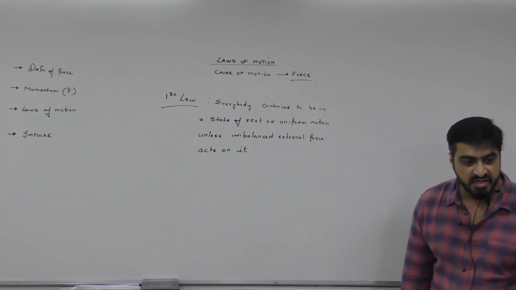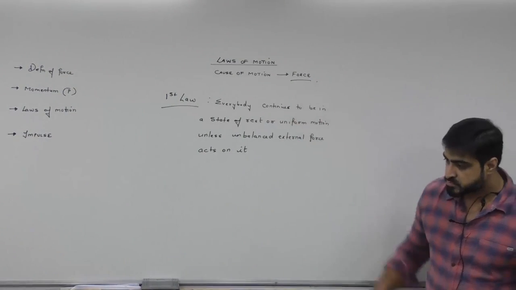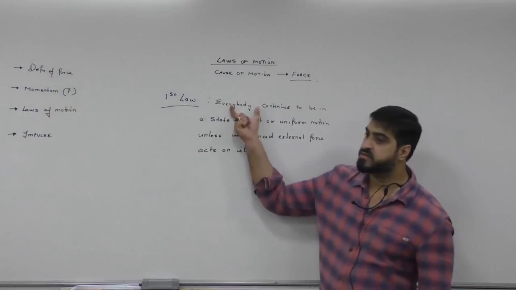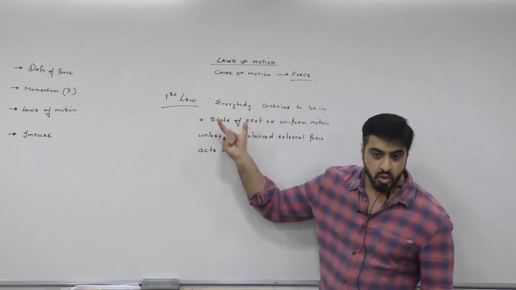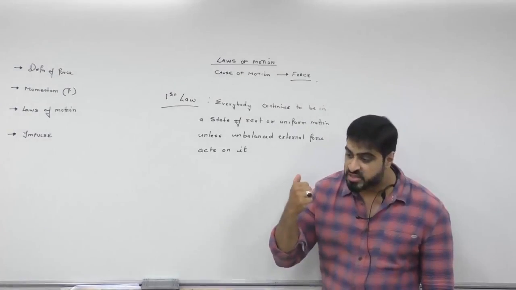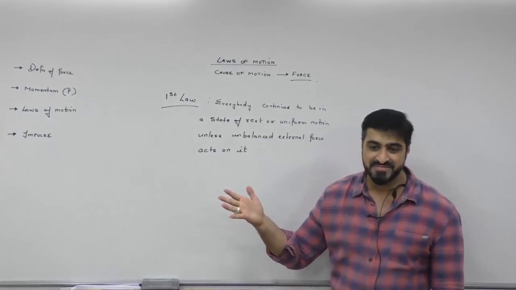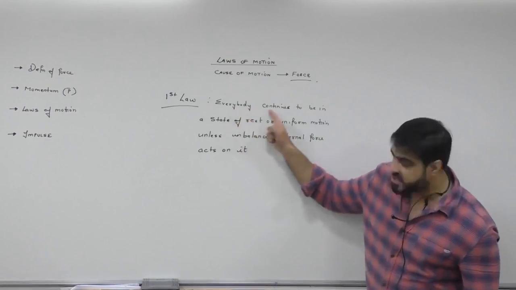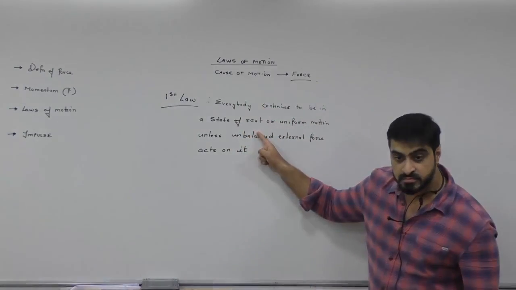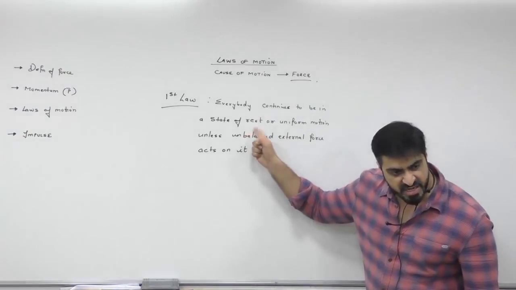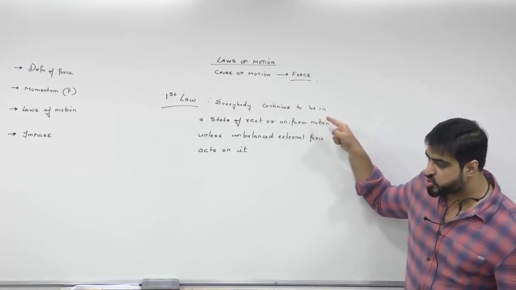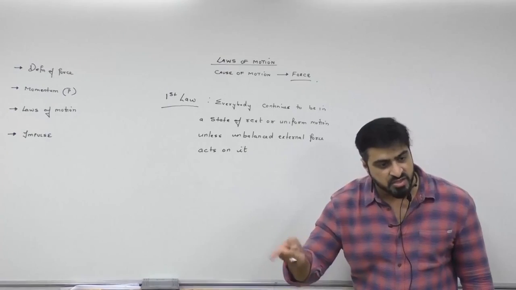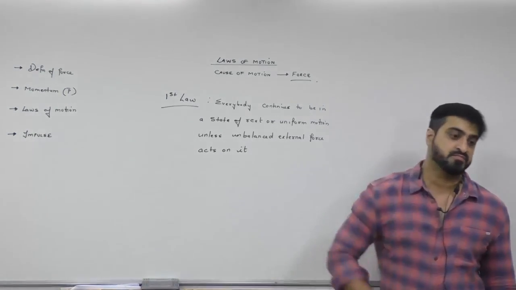Now it is very much necessary to dissect this topic. They have told you a lot of things inside. The first law says every body, not only on the earth, anywhere you go, it is a law. Law means it works everywhere: Jupiter, Mars, Venus, Pluto. It is universally applicable. Everybody will continue to be in a state of rest, which means a body at rest will remain at rest. A body in uniform motion will remain in motion unless and until an unbalanced external force acts on it and changes its state of rest or uniform motion.